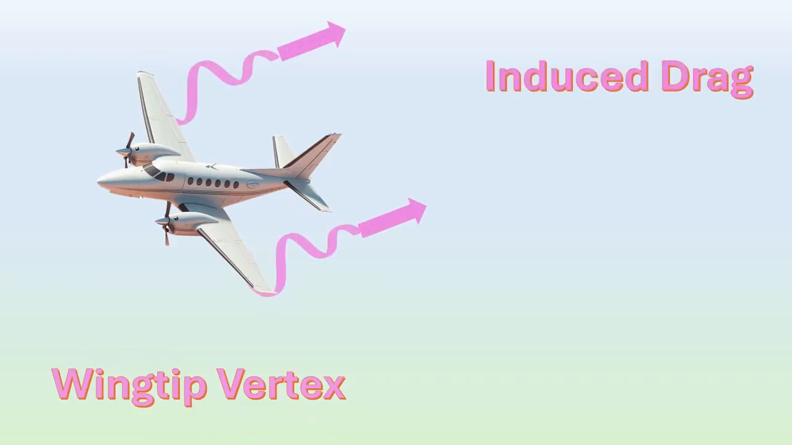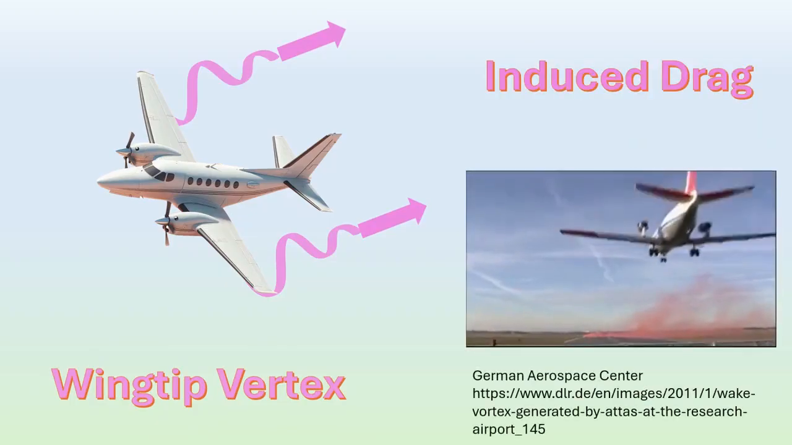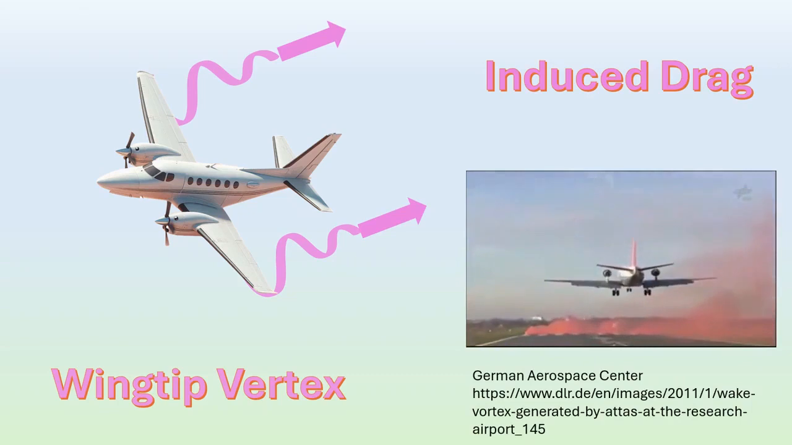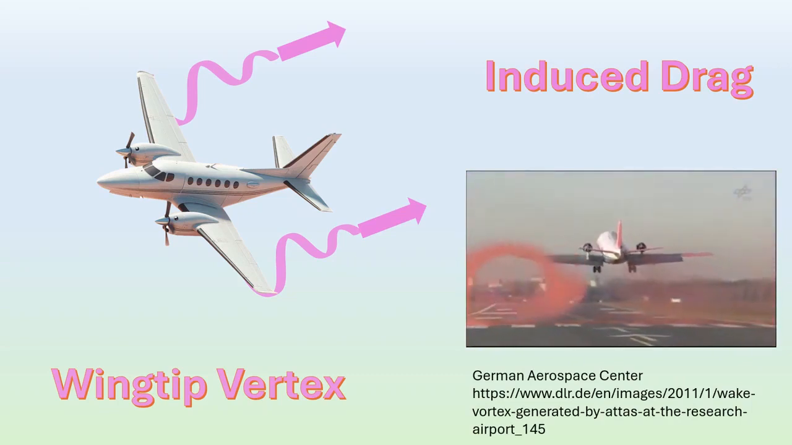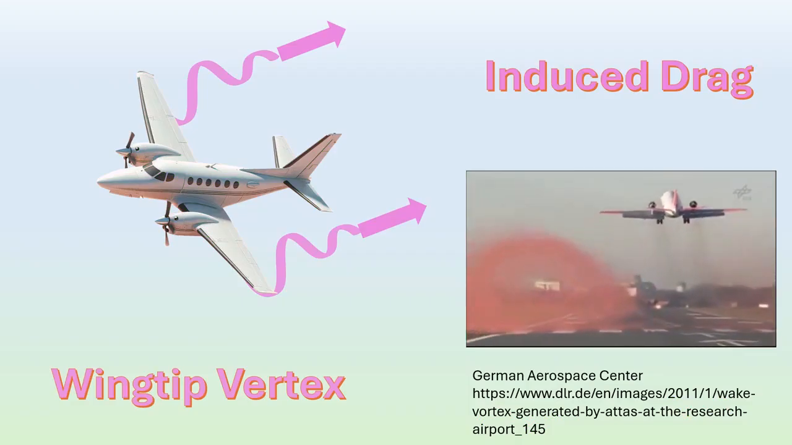Lift comes with a cost. At the wingtips, the separation between the upper and lower airflows disappears. And air swirls upwards from the high-pressure region below the wing to the low-pressure region above. This creates turbulent vortices that trail behind the wings. These vortices generate drag, a byproduct of the lift produced by the wings. The higher the angle of attack, the greater the induced drag.